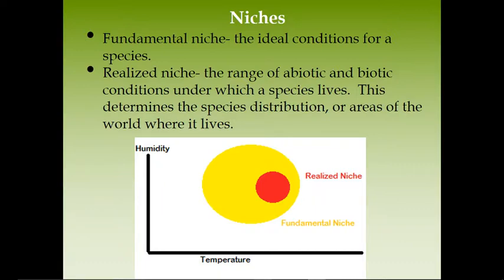The fundamental niche is the ideal conditions for a species, where they can not only survive but also grow and reproduce. So we know about fundamental niches, however there is also realized niches. A realized niche is the abiotic conditions and biotic conditions under which a species lives. This can determine geographic location and species distribution across the globe. The realized niche is a smaller area, usually the absolute best area for the species to live, which can be seen by the graph below.